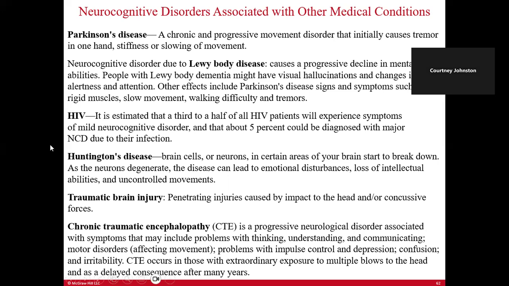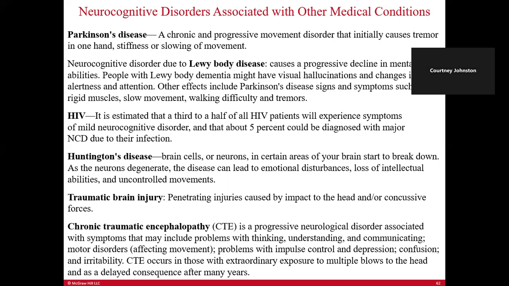HIV is also a precursor to neurocognitive disorders, and about a third to a half of individuals with HIV will experience the symptoms of at least mild neurocognitive disorder. About 5% will be diagnosed with major neurocognitive disorder due to this infection. Huntington's can cause this as well because brain cells in certain areas of the brain start to break down because of the disease.